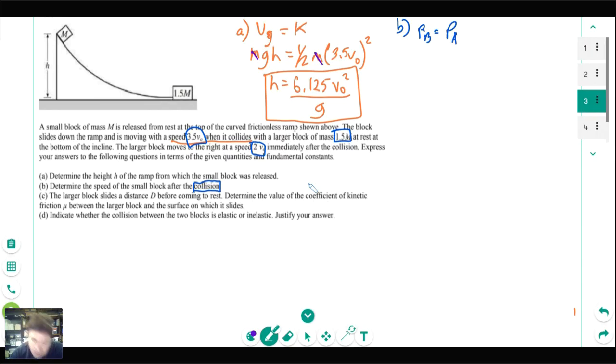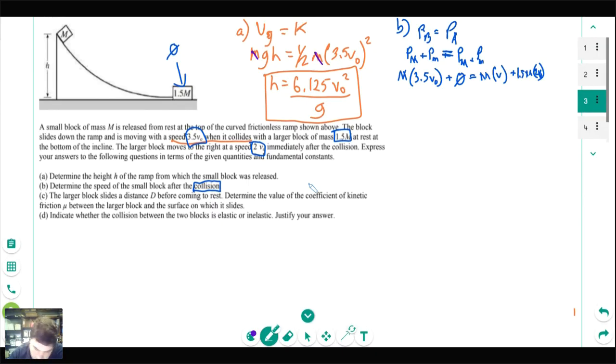Beforehand, there are two objects I care about: the momentum of the big block and the momentum of the little block. And then likewise, afterwards, I care about both blocks as separate objects. There's no sticking together here or anything like that. So we have to go through and treat everyone individually. So I've got a mass of m with a speed of 3.5 v naught plus 0, because this guy was at rest and didn't have a velocity at the beginning. That must be equal to, okay, so mass m, some speed v, that's what we're looking for, plus 1.5 m times 2 v naught.